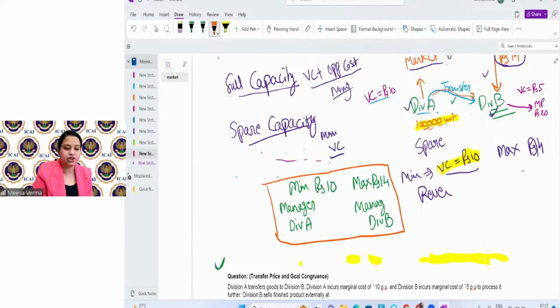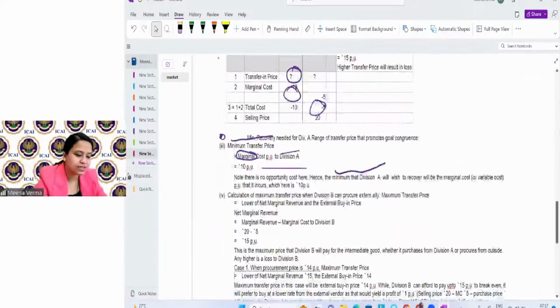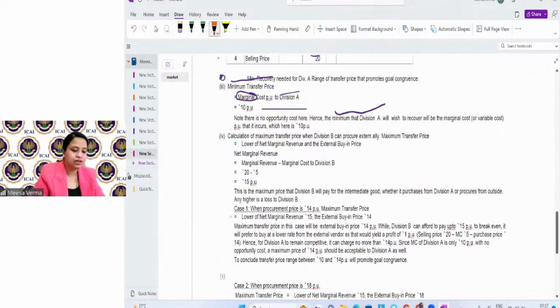This gives you a range between rupees 10 to 14, and both managers will sit at a table and negotiate with each other for the price. You can see it is written in the solution also: the transfer price range will be between 10 to 14. That will promote goal congruence also. They will sit together and negotiate with each other, so negotiated transfer pricing will happen here. I hope it is clear to all.